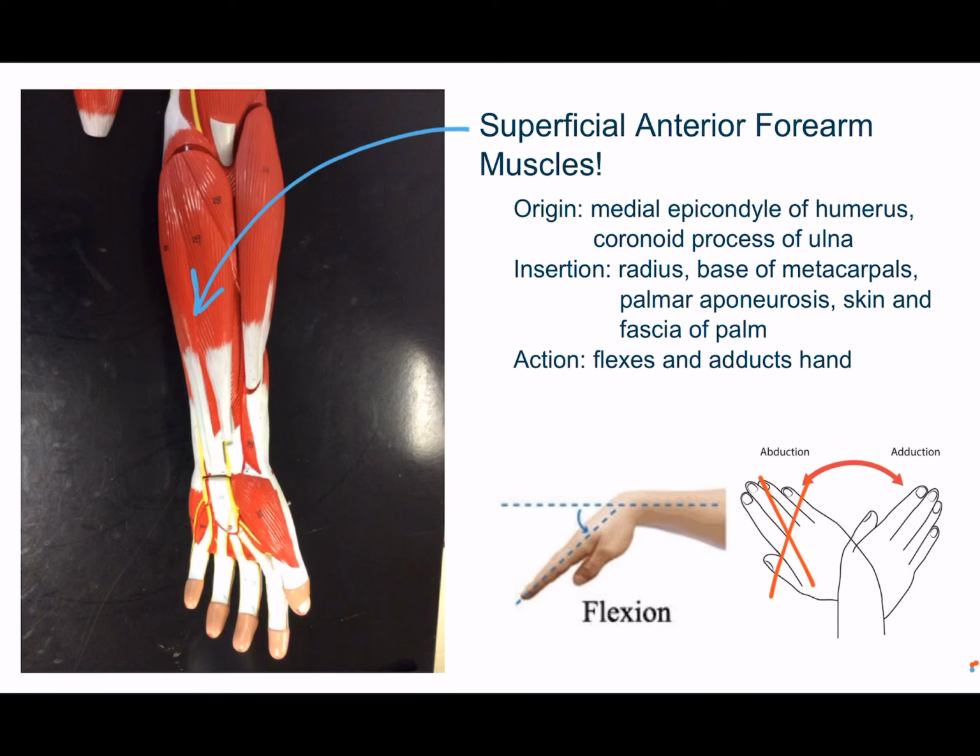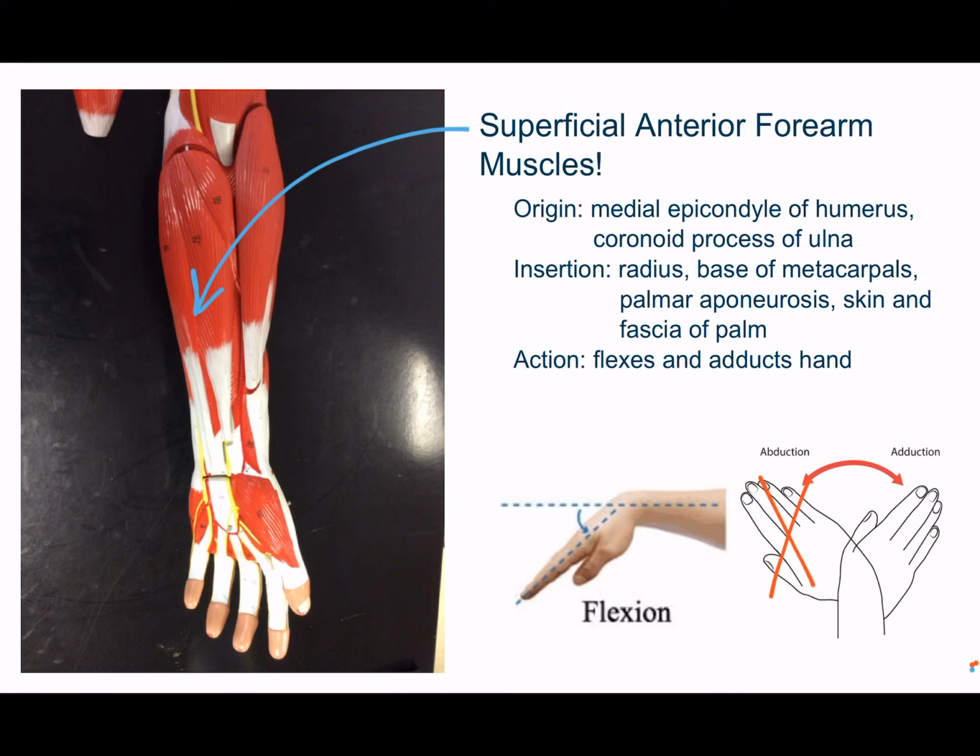So then you have the superficial anterior forearm muscles. The anterior forearm muscles are superficial, intermediate, and deep. It's kind of hard to illustrate on this model, but you'll get the point. So there are a lot of them. We didn't have to be super specific, but just know that some of the origins are the medial epicondyle of the humerus and the coronoid process of the ulna. Some insertions are the radius, the base of the metacarpals, the palmar aponeurosis, and the skin and fascia of the palm. So it acts in flexing and adducting the hand.